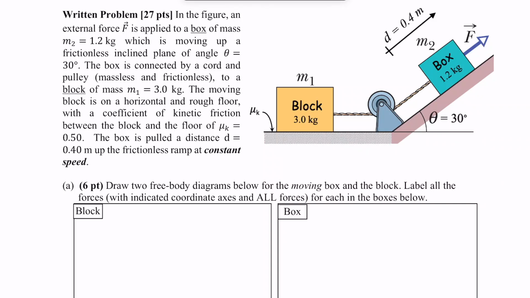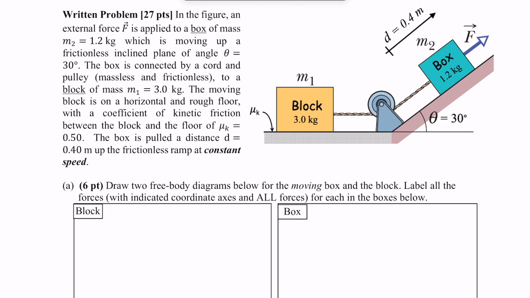In this written problem, we have two objects, the block and the box. The box is being moved up the incline, which causes the block to move to the right. There is friction on the horizontal surface, but there is no friction on this ramp.